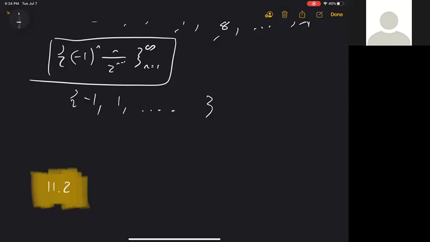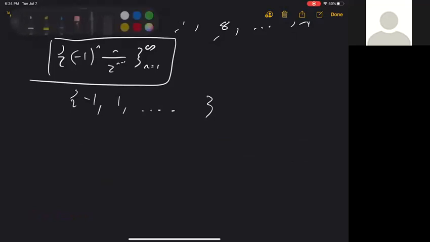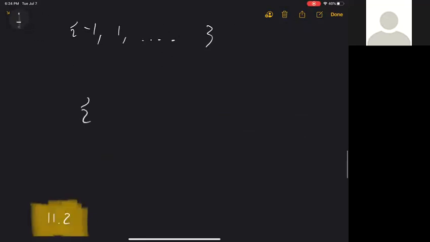11.1's got a lot of material, like the monotone sequence theorem, where if we have a bounded increasing sequence, it's got to converge. That stuff's good to know. And in general, you don't have to know any of the specific names of the theorems, but you got to be able to tell whether a sequence converges, and more importantly, you might be asked to find the limit of a sequence.